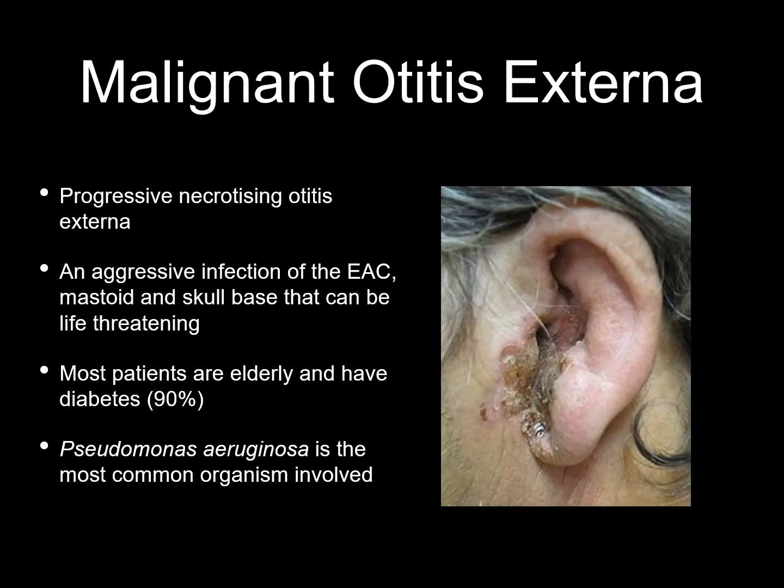Malignant otitis externa is a progressive necrotizing otitis externa. It is an aggressive infection of the external auditory canal, mastoid, and skull base that can be life-threatening. Most patients are elderly and have diabetes. Pseudomonas aeruginosa is the most common organism involved.